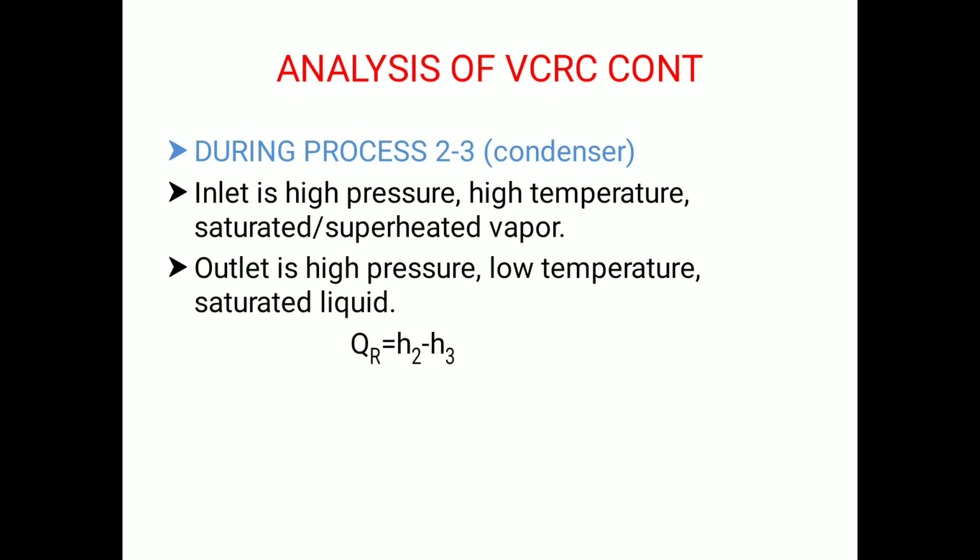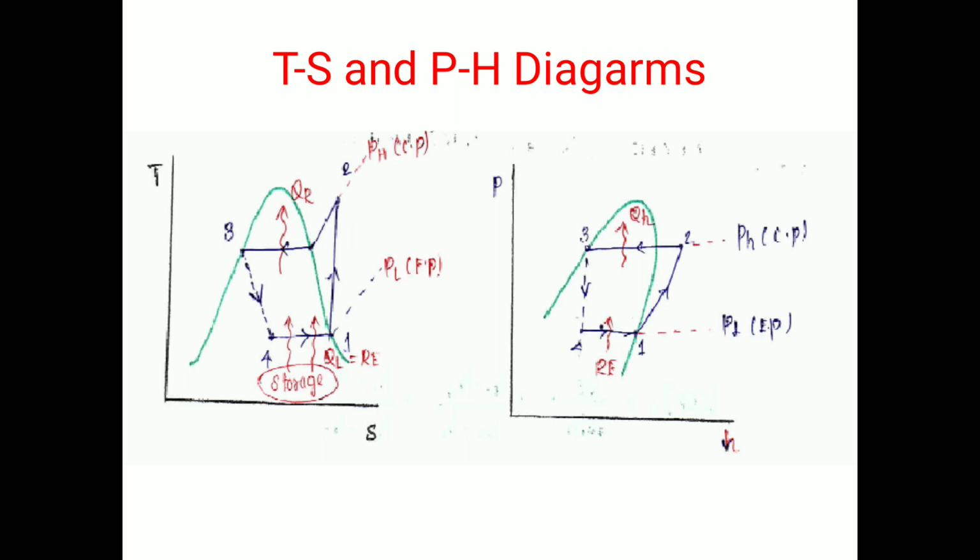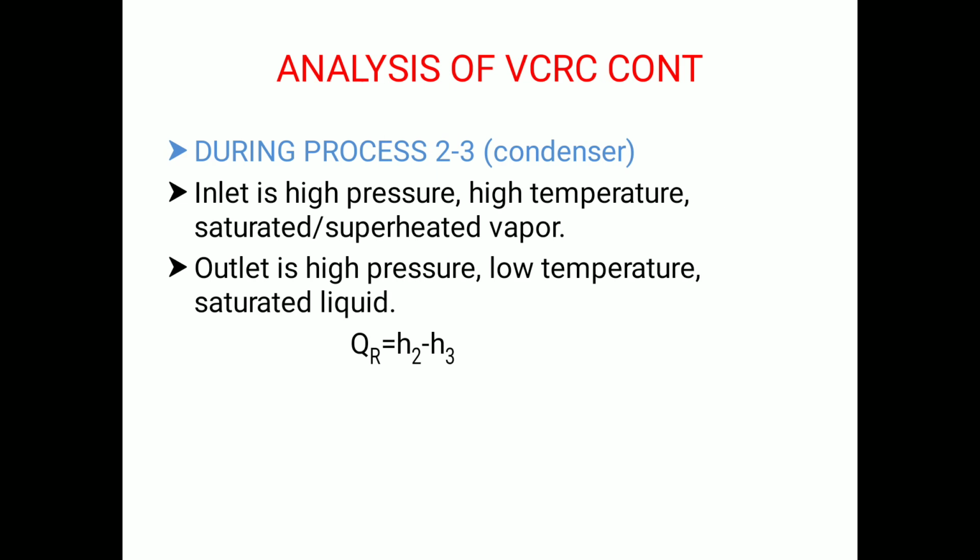So let us try to understand the outlet condition of the condenser. The outlet refrigerant is at high pressure, low temperature and saturated liquid stage. If you see point 3, it is the outlet condition of the condenser, and point 3 is at high pressure, low temperature and saturated liquid refrigerant. So this is the outlet condition of refrigerant in a condenser.